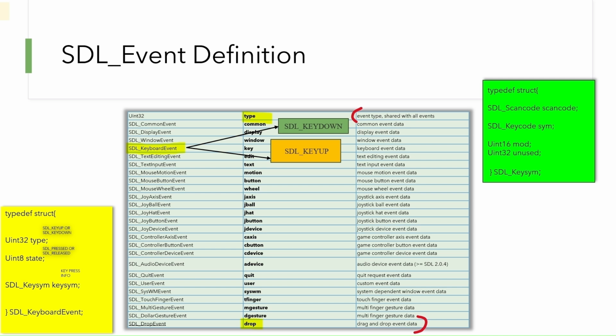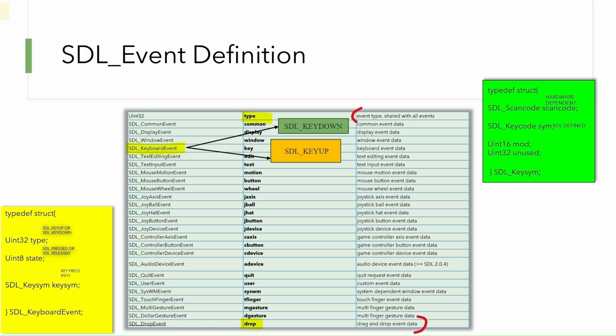Now, the first member, scan code, is the keyboard returned value for the key that is pressed, and therefore it is hardware dependent. The second member, sym, is the library defined value, or the SDL defined value, for the key that is pressed. If you're curious about the third member, mod, that returns the state of modifier keys, which you may know as being our control key, alt key, shift key, etc.